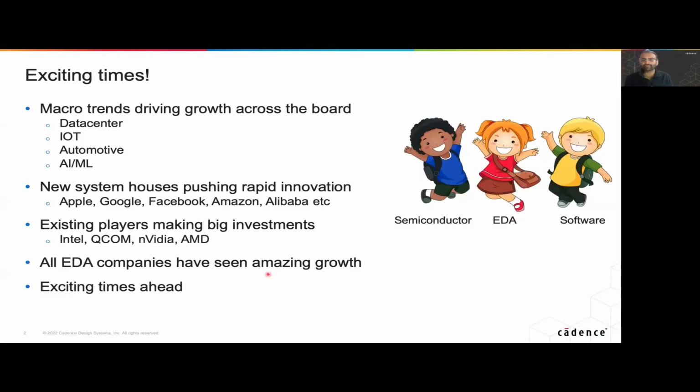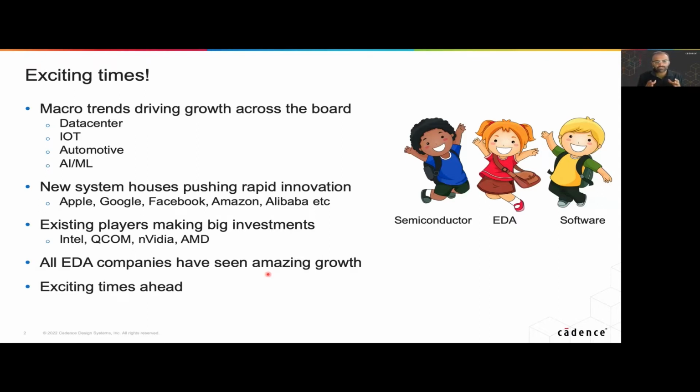These are exciting times for EDA and the semiconductor industry in general. There are all these macro trends which are driving growth across the board: data center, IoT, automotive, and AI and ML. These are areas which require deep integration of software and semiconductors, and EDA tools are making that happen and really driving growth for our industry.